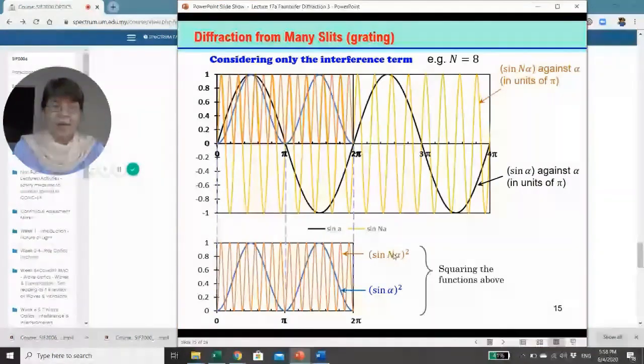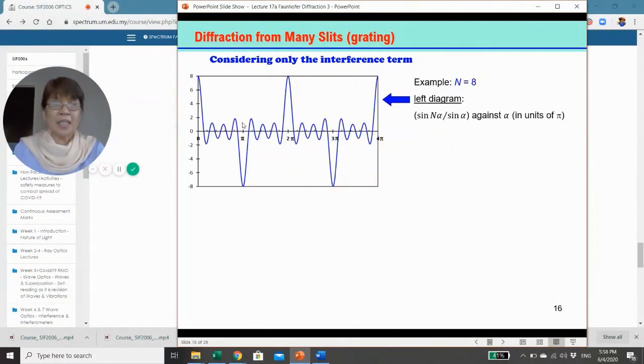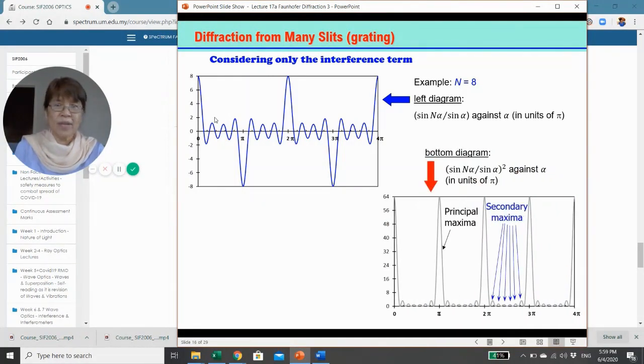But we are dividing this by this. So what are we going to get? For this particular function, trying out for n equals 8 through Excel, you can try it out yourself, this is what's going to result by taking the ratio of sine n alpha over sine alpha against alpha plotted. This is in units of pi. So this is how it varies. And squaring this, all these squared terms will then flip to positive. So squaring that will give me 1, 2, 3, 4, 5 peaks here within this range. All these little mini maxima we call the secondary maxima. These large peaks here are called the principal maxima.